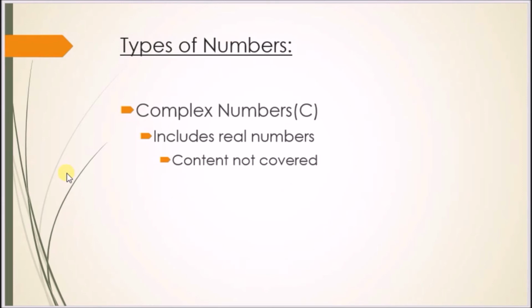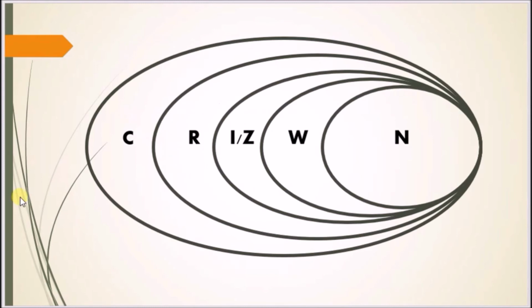So here's a diagram showing the different types of numbers. First we have natural numbers, then we have whole numbers, right, which encompass the natural numbers. We have integers, which encompass whole numbers and natural numbers. We have real numbers, which encompass all of these. And finally we have complex numbers, which encompass the real numbers, which encompass all of these.